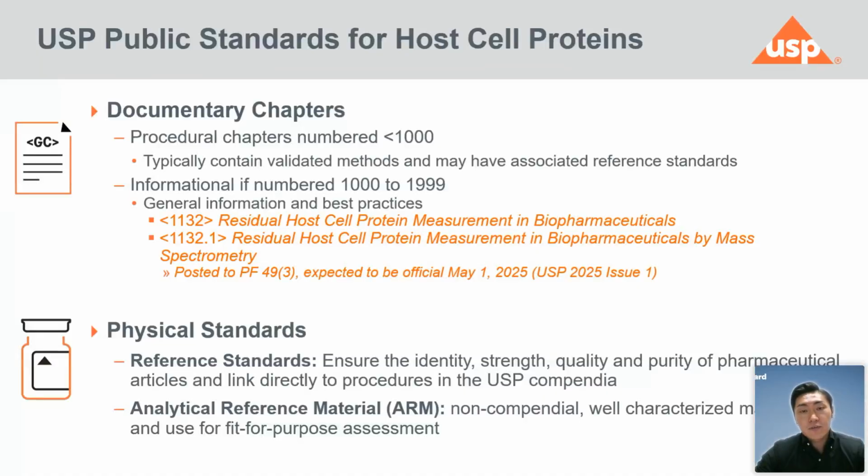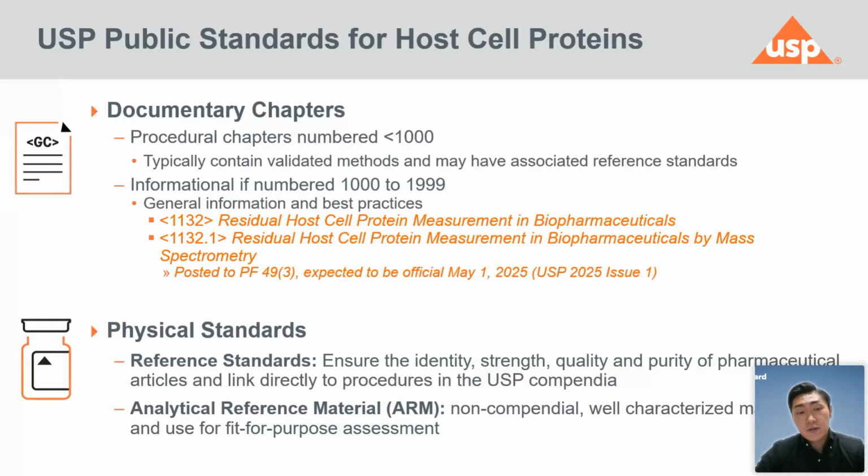Examples of informational chapters are 1132, which is the Residual Host Cell Protein Measurement in Biopharmaceuticals by ELISA, which was published back in 2016. And we also have 1132.1, which is the upcoming one for Residual Host Cell Protein Measurement in Biopharmaceuticals by Mass Spec, which is expected to become official May 1st, 2025.